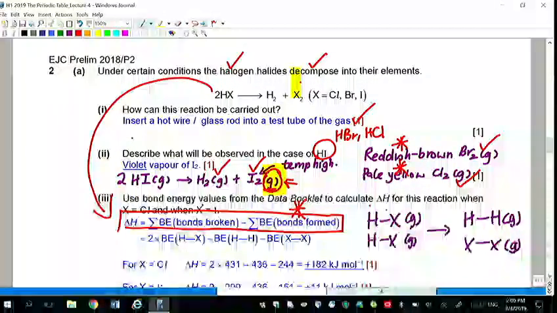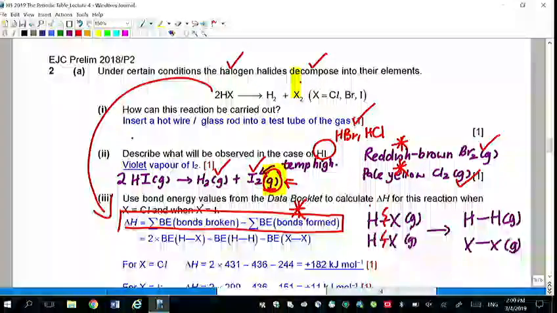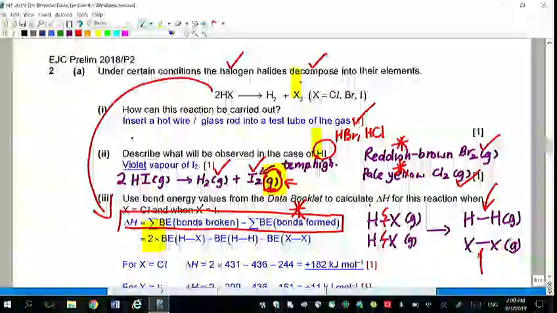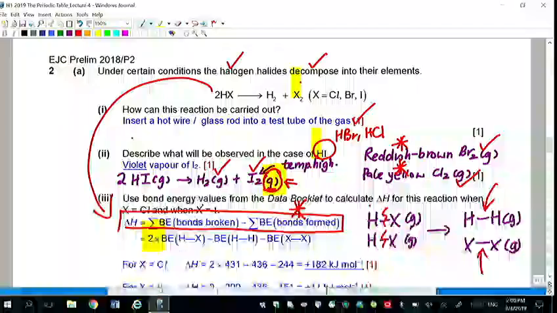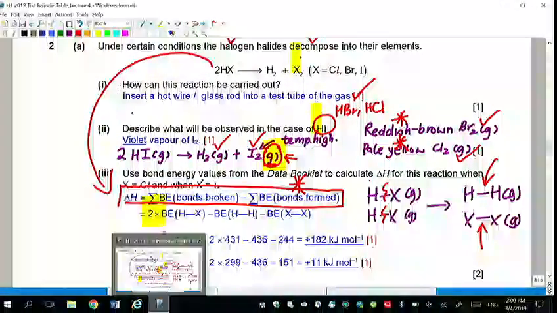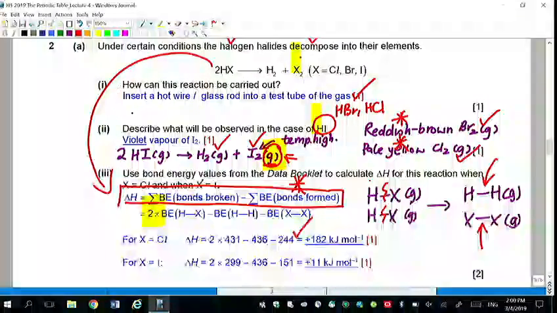Here, I know that my HX bond is broken. There are 2 moles of HX bonds that are broken. Hence, if you look at the equation, I multiply the bond energy of HX by 2. Then, you are forming 1 mole of hydrogen-hydrogen bond and 1 mole of your XX bond. Sub the values in, and you should get, if X is chlorine, positive 182 kilojoules per mole. For I, it is positive 11 kilojoules per mole.